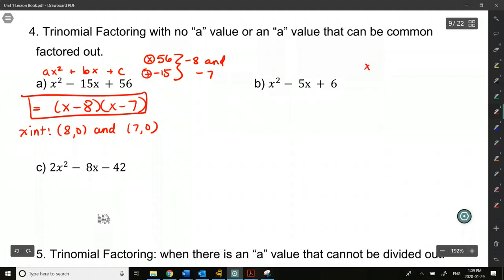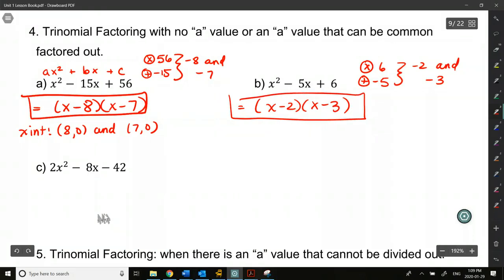Okay, multiplies to the c value, which is 6, and adds to -5. -2 and -3. That works. And again, the x squared has a coefficient of 1, so it's just x minus 2, x minus 3. The x-intercepts here would be 2 and 3.